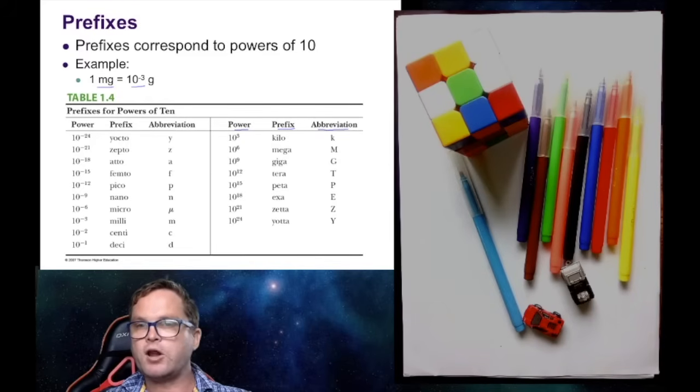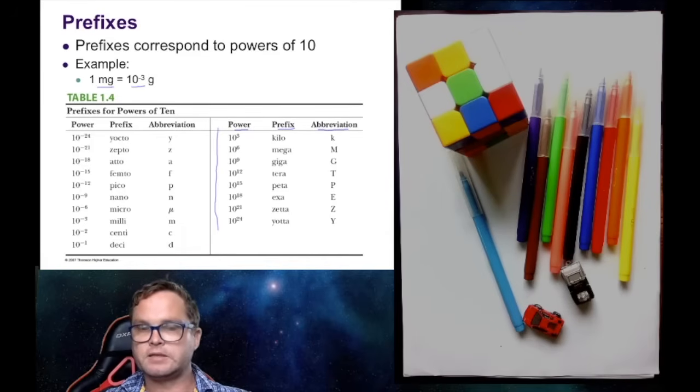If we look at this column on the right, we see we have an increase in powers of 3. We go from kilo, which is 10 to the power of 3, for example a kilometer, to mega, which is 10 to the power of 6. You would have heard of perhaps a megawatt, that's represented by a capital M. Go from mega to giga to tera to peta to exa to zeta to yotta, which is 10 to the 24.